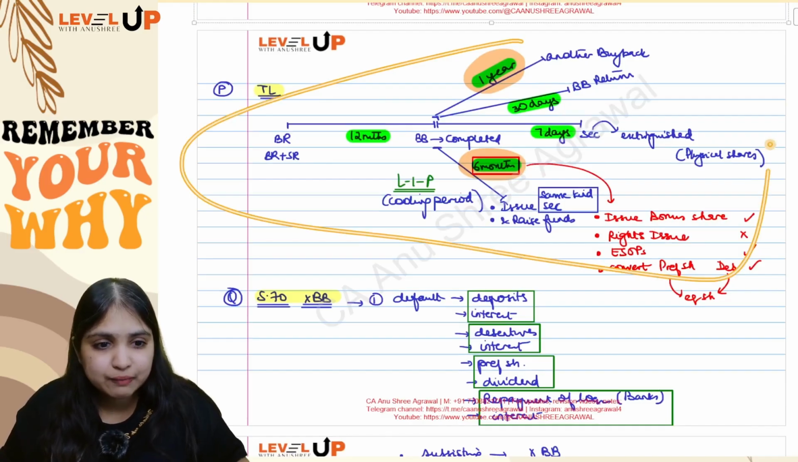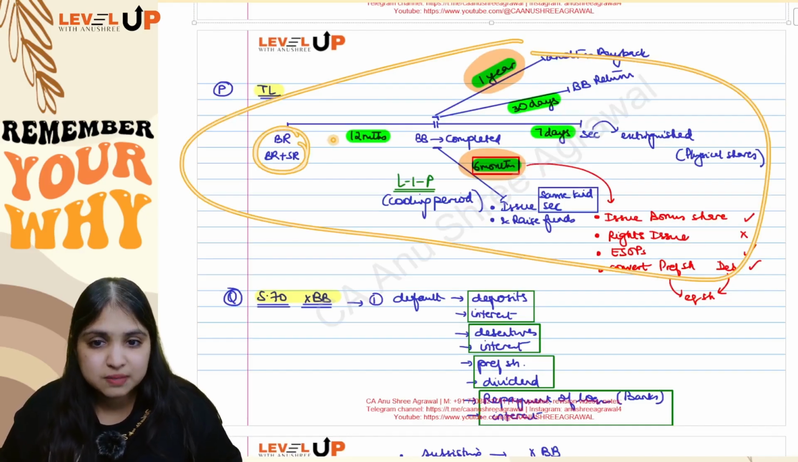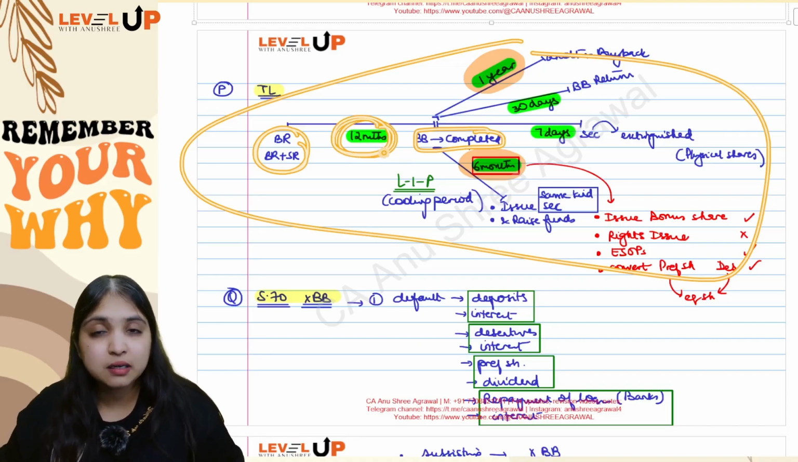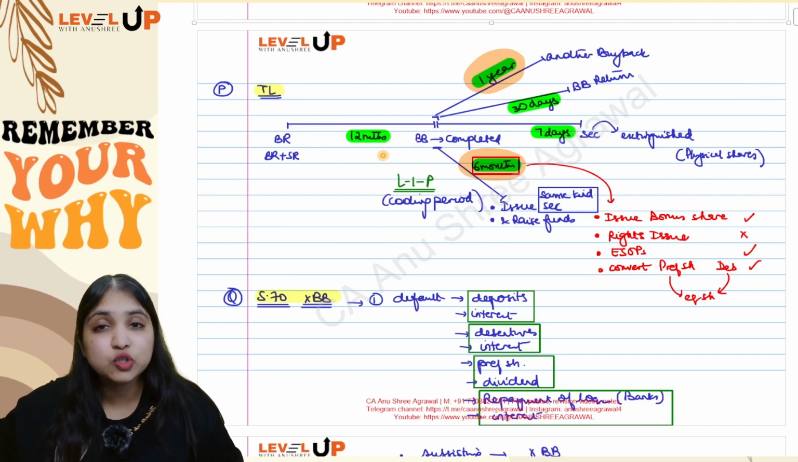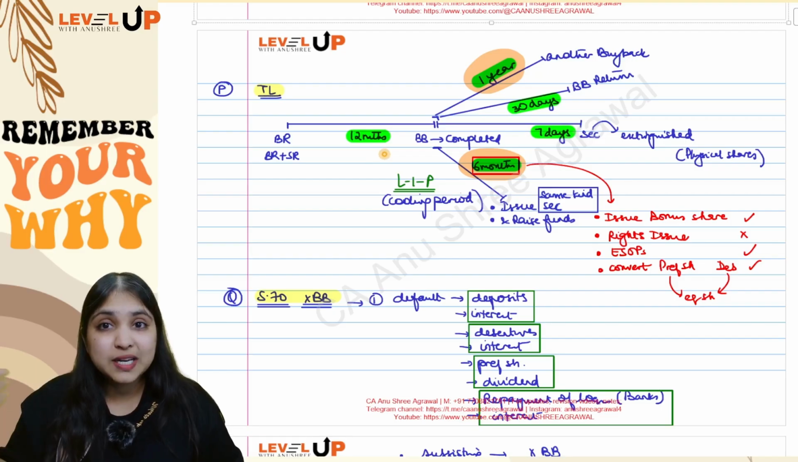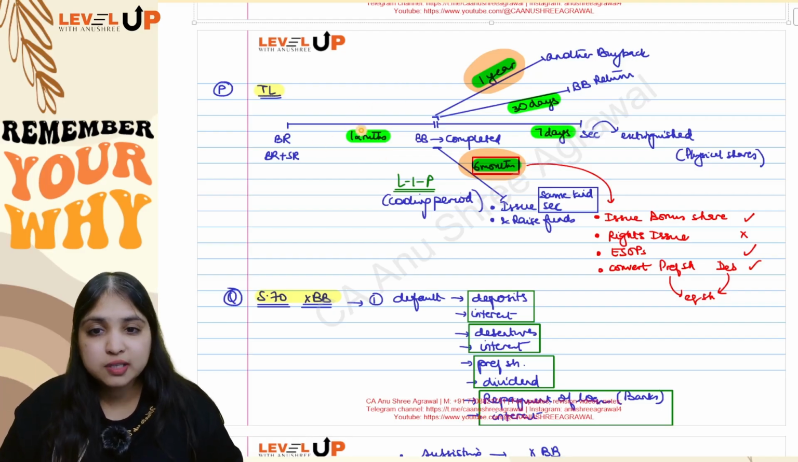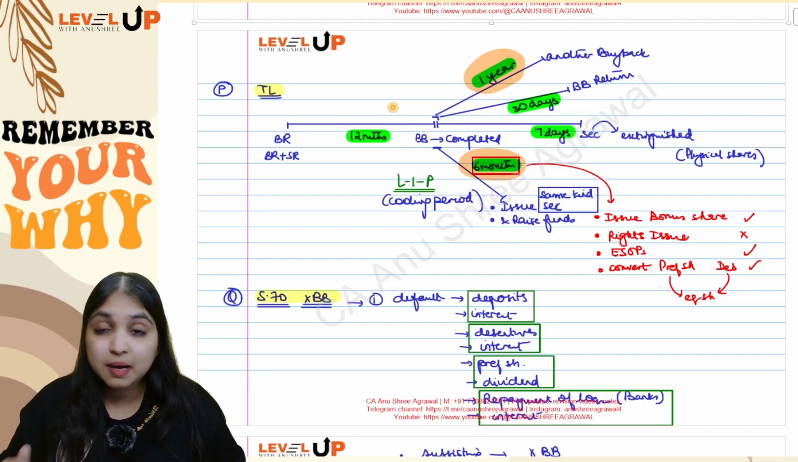I have drawn this diagram for you over here. Once the resolution is passed, within 12 months the buyback has to be completed. Same 12 months point we had in sweat equity shares also, guys. There also we said that the special resolution will have a validity period of 12 months. Within 12 months the sweat equity shares have to be allotted. So here also the resolution will have a validity period of 12 months. Within 12 months the company should complete the buyback.